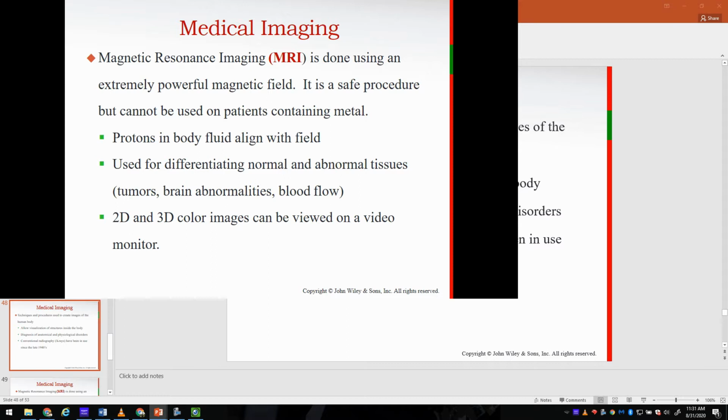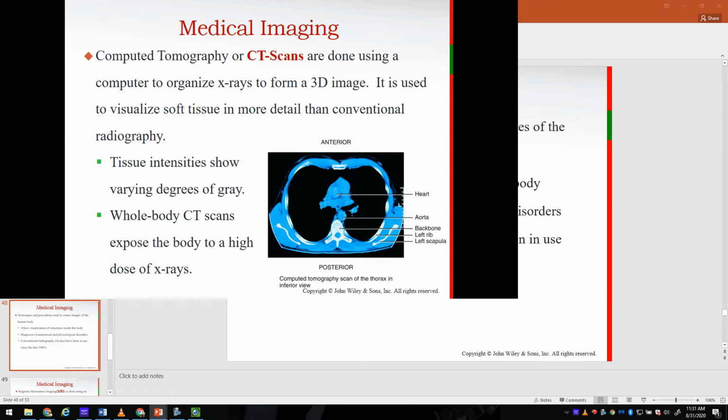It can provide two-dimensional and three-dimensional color images. Three-dimensional is relatively new in MRI technology, and these images can be viewed on a video monitor. If you've ever had an MRI, a lot of times when you look at it, you don't really know what you're looking at, and that's because you have to have training and understand how the colors and the variation in the picture are represented by the tissue in your body.